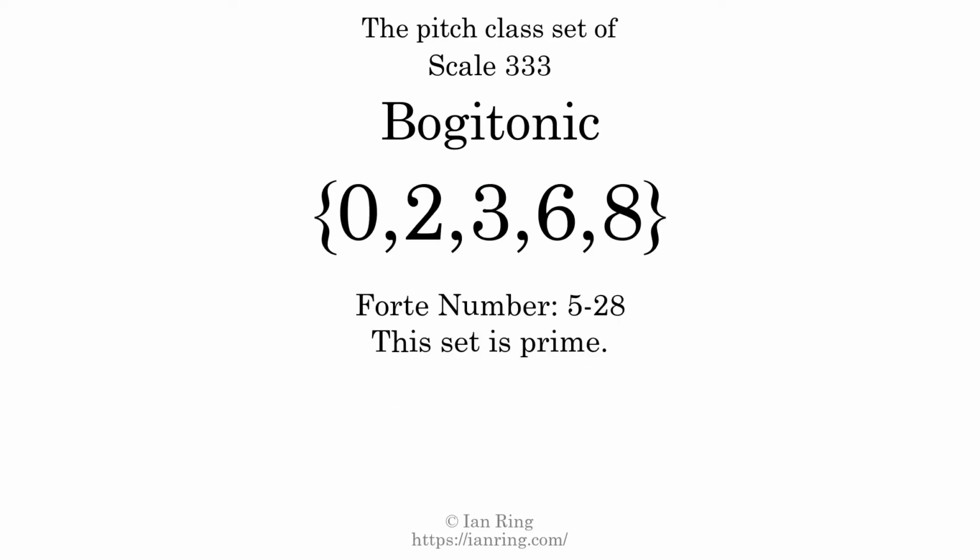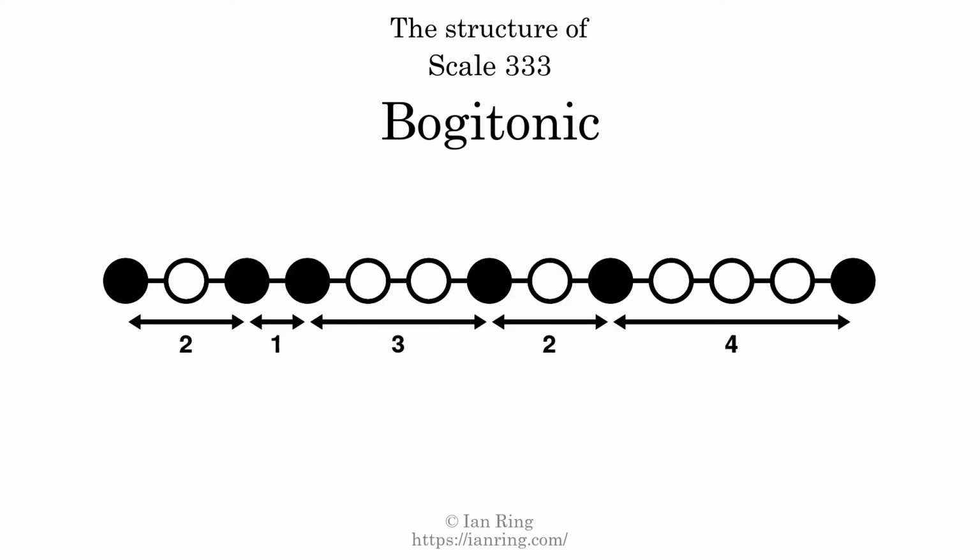The shaded circles represent tones that appear in the scale, and they are read clockwise, starting at the top. The pitch class set for this scale is 0, 2, 3, 6, 8. The Forte class is 5-28. This set is prime. The structure of a scale is a description of the interval distance between each successive tone. This scale has a structure of 21324.